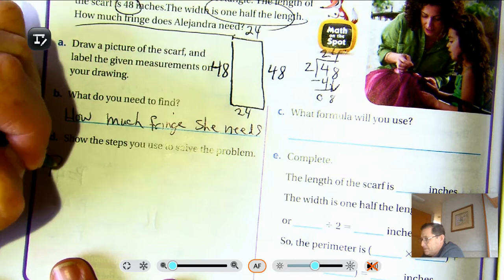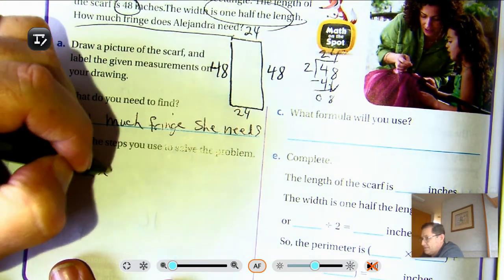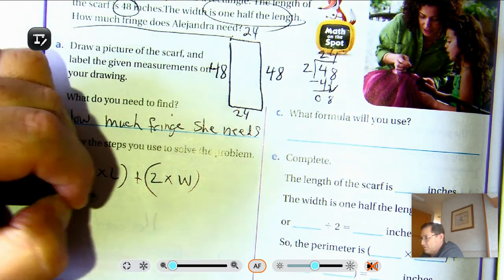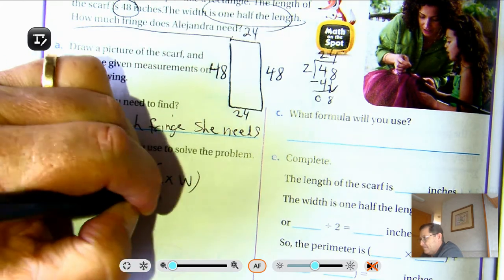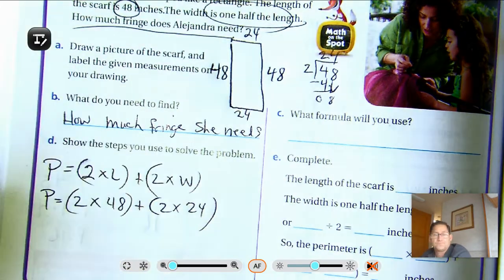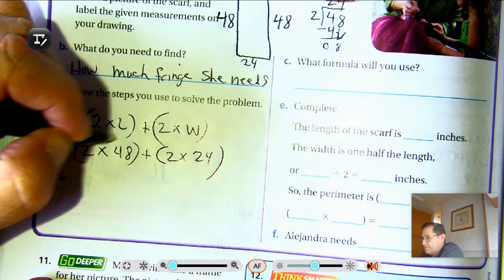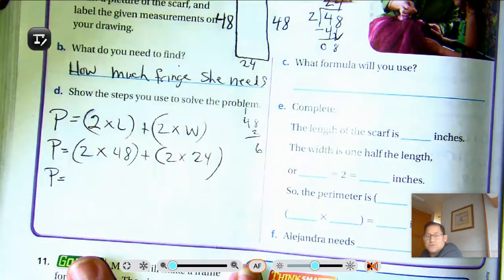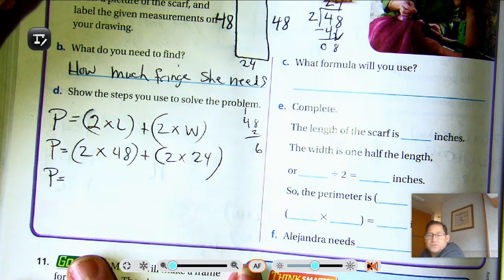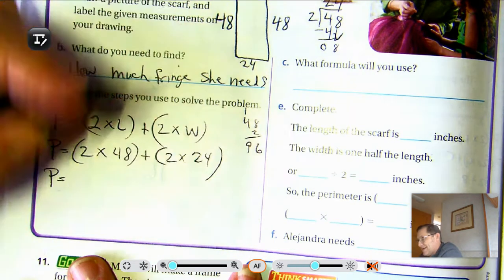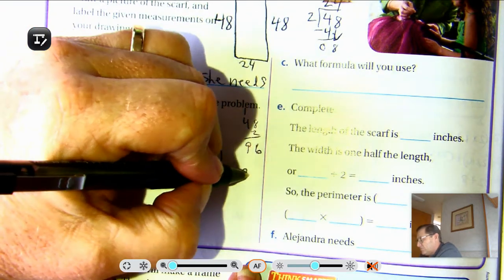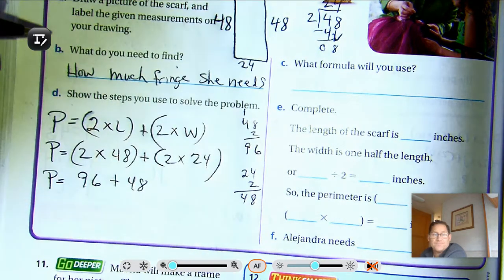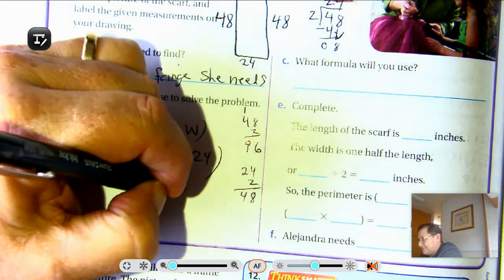Well, okay, so P equals 2 times the length plus 2 times the width. Perimeter would equal 2 times 48 plus 2 times 24. 2 times 48. 8 times 2 is 16. Regroup that as 1 ten and 6 ones. 2 sets of 4 tens is 8 plus the regrouped 1 ten, 96. 2 sets of 24. 2 times 4 is 8. 2 times 2 is 4. All right, and now we're going to add those together. 96 plus 48.